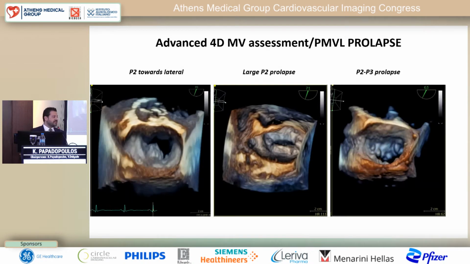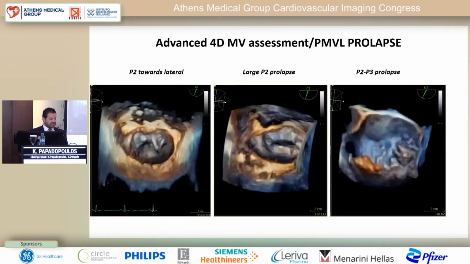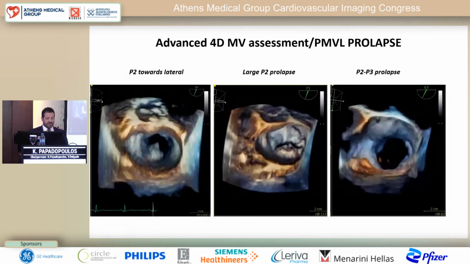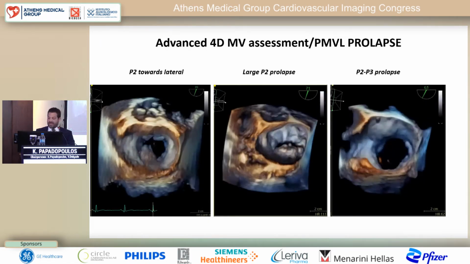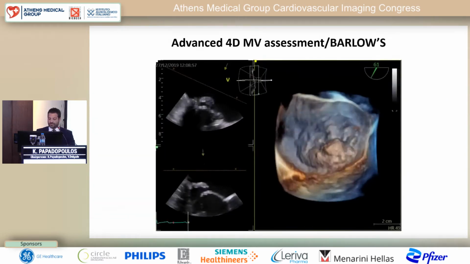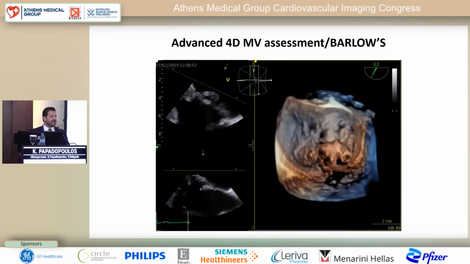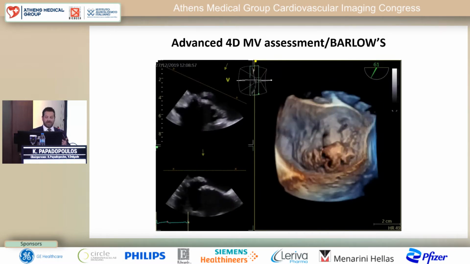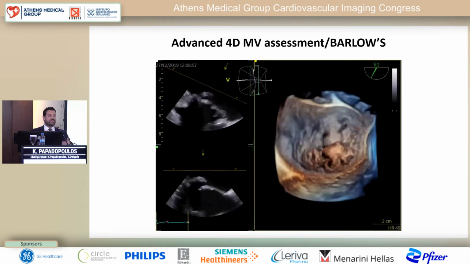These are different cases of posterior leaflet prolapse, a P2 towards the lateral part on the left screen. In the middle, we have a large P2 prolapse, and on the right side, we have a P3 prolapse with multiple chordae ruptured. This is a Barlow disease, mainly P2 prolapse, but you can see that all scallops are prolapsing. We have a very large mitral annulus, and the whole valve goes beyond the level of the mitral annulus.